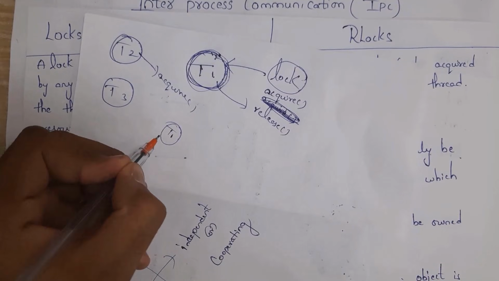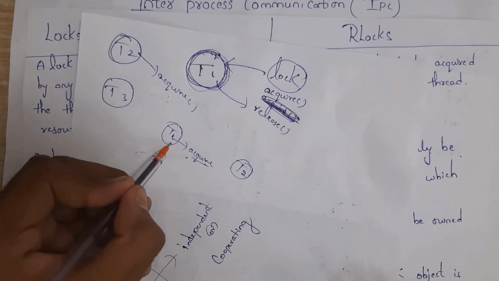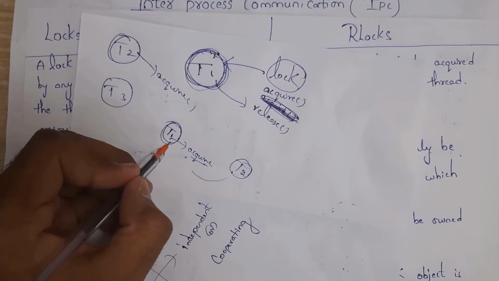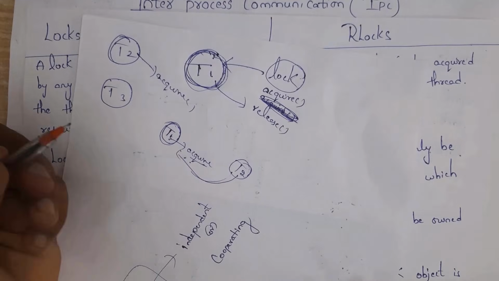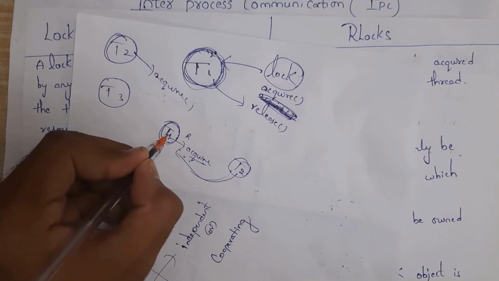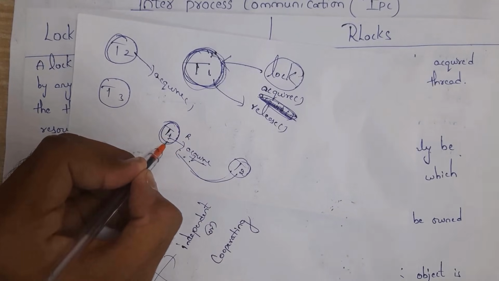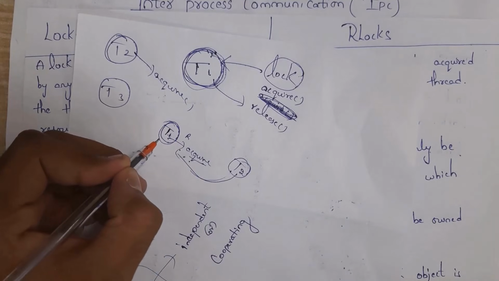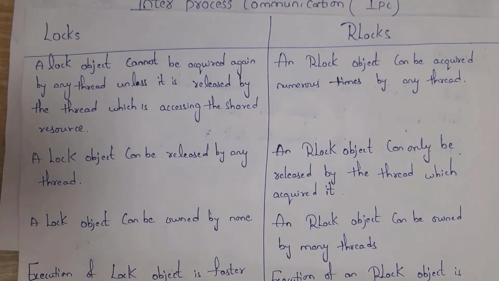For example, this thread T1 acquired lock. So this lock can be released by either T1 or else any other thread can also release this lock. For example, this T2 can also release this lock. For example, this thread T1 acquired RLock. Whenever this thread T1 acquired RLock, only this thread T1 should release this lock. This is the difference between Lock and RLock. A Lock object can be owned by none. An RLock object can be owned by many threads.